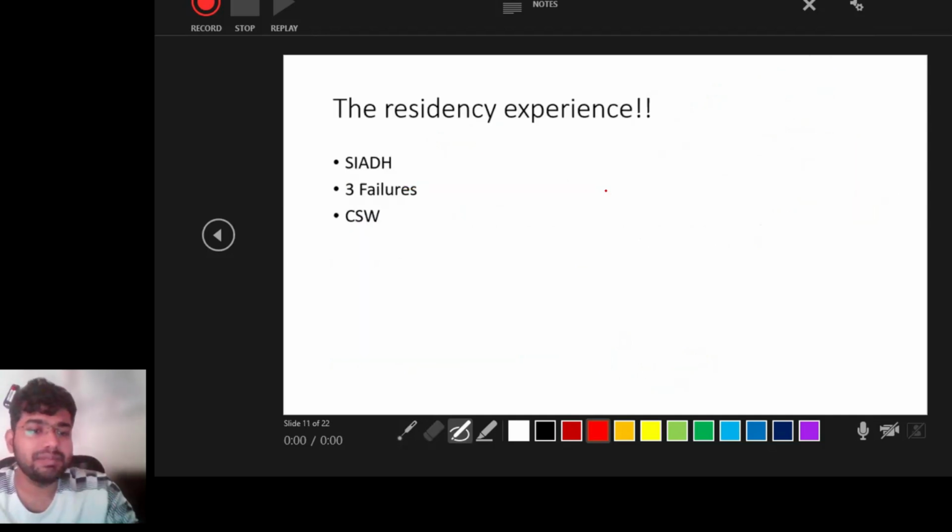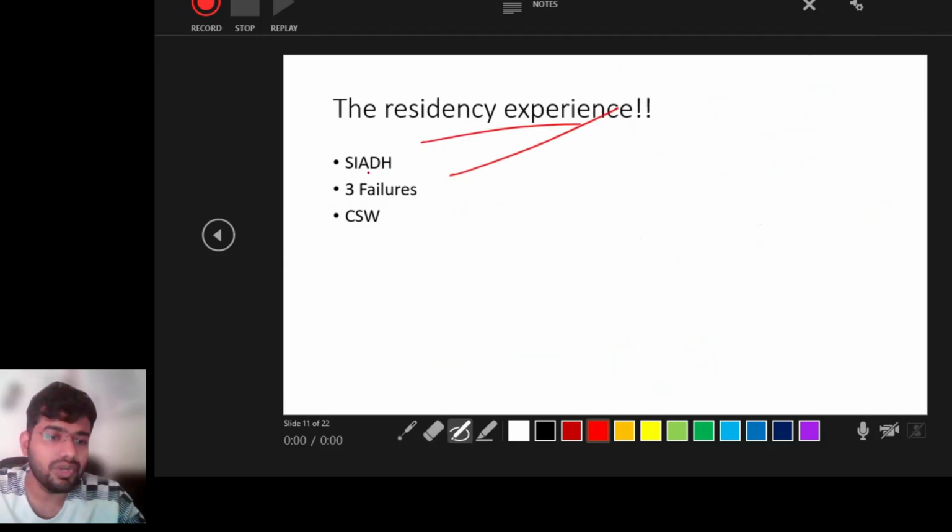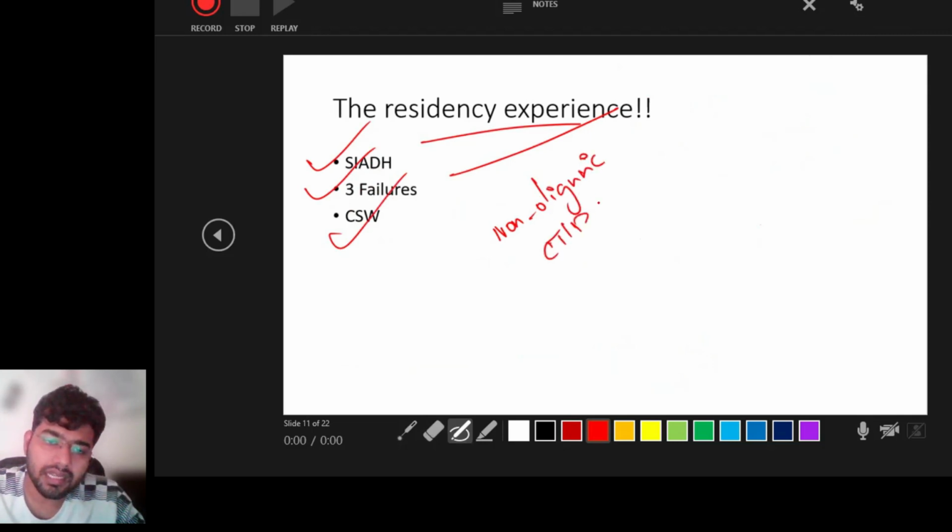So, the residency experience. What are all the common causes of hyponatremia? SIADH. Yes. The three failures: renal failure, cardiac failure, and liver failure. Cerebral salt wasting syndrome. Along with that, non-oliguric ATN leading to hypovolemic hyponatremia.